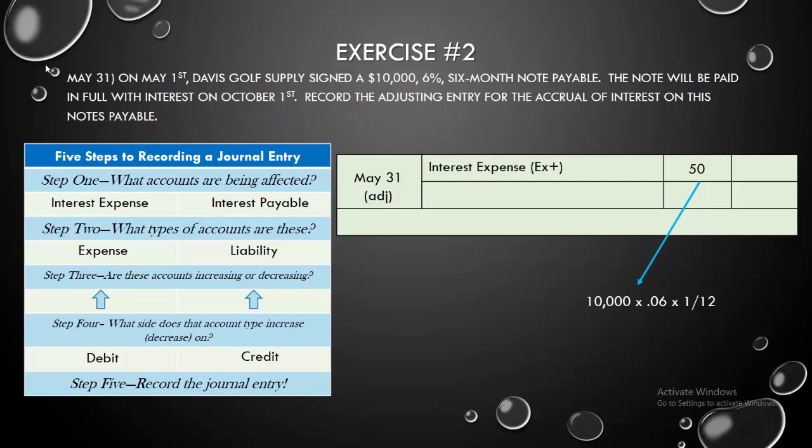At this time, we have to pay it off, even if we pay off our note early, which means we got to put it on the books. So we're going to debit interest expense for that 50. We're going to credit interest payable for the same amount in the journal entry, which adjusts for the accrual of interest on this note's payable.